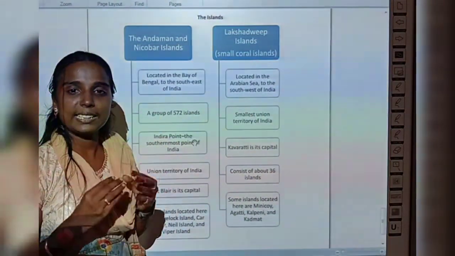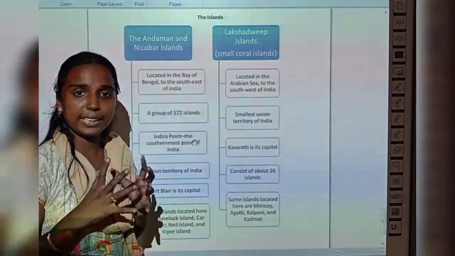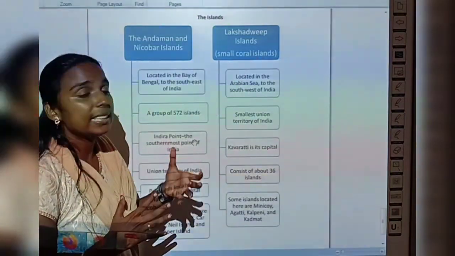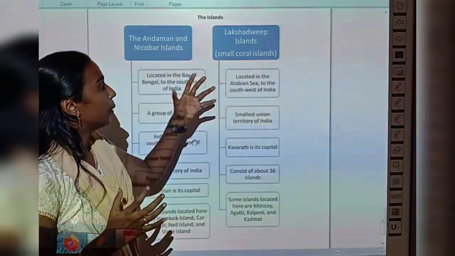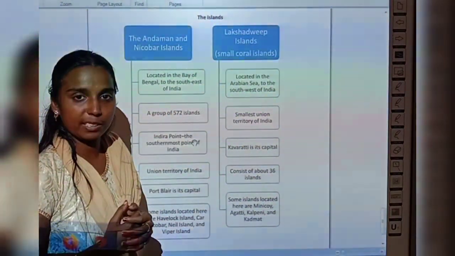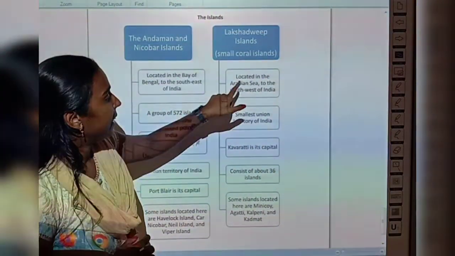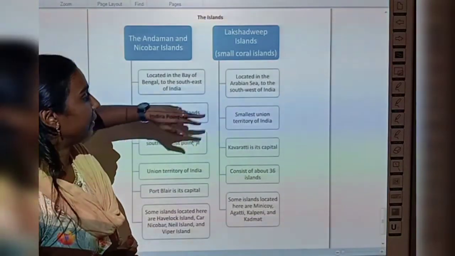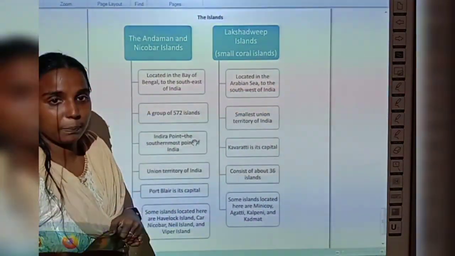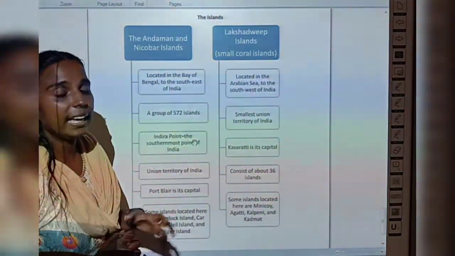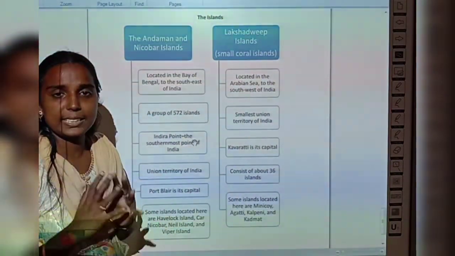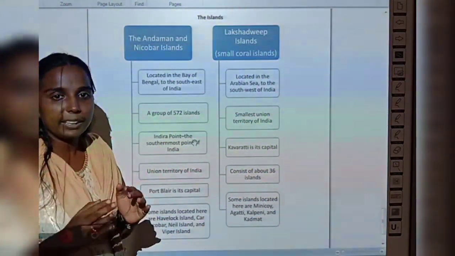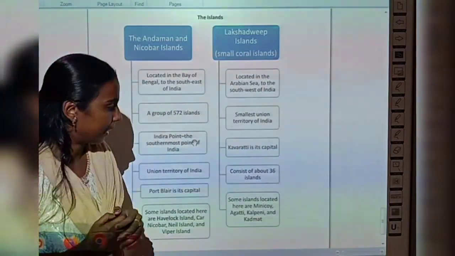These are something that are formed by the bones of dead animals, okay? So this Lakshadweep Islands is a group of small coral islands, okay? So where is it located? It is located in the Arabian Sea to the southwest of India. To this side we have this Lakshadweep Islands in the Arabian Sea, okay? And this is the smallest union territory of India, okay? So among the union territories, this is the smallest one, okay?